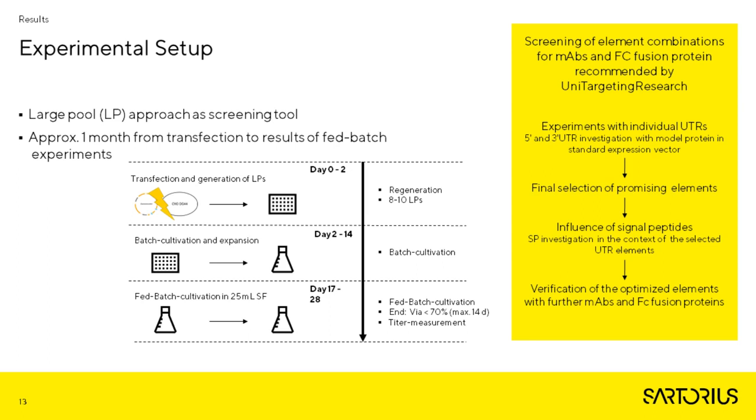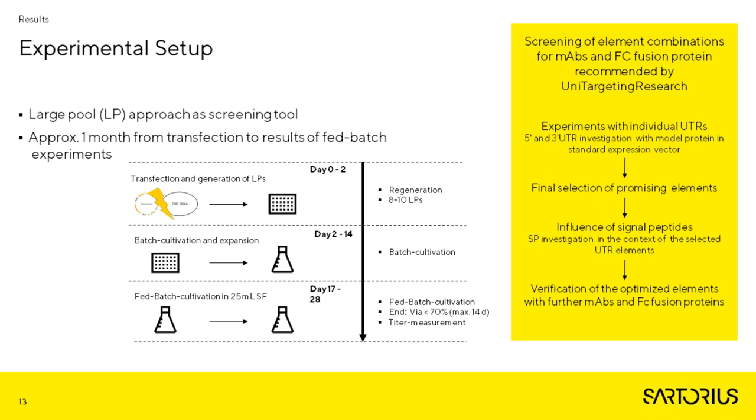So in order to test these untranslated regions as well as signal peptides, we collaborated with an external partner, a company called Unitargeting Research. This is a company located in Norway, and their expertise is in designing such genetic elements which have been shown to have a very positive effect on productivity in different production cell lines.